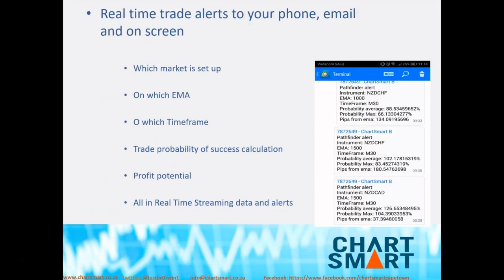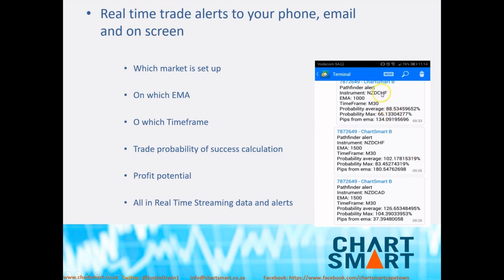What does it look like? Well, this is an example of an alert that comes through on the smartphone. And you can see it's going to tell you which market has been set up, on which exponential moving average, on which time frame, the trade probability of success calculation, the profit potential in terms of pips available, and it's all in real-time streaming data.